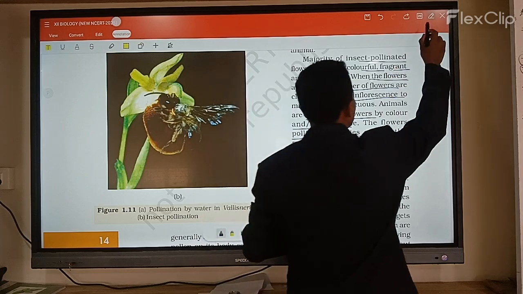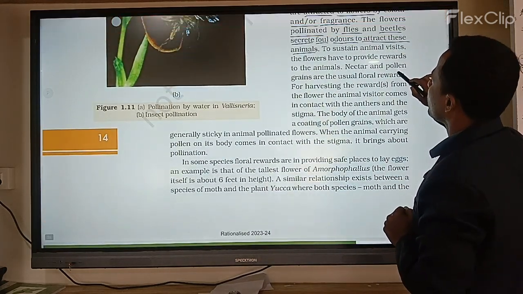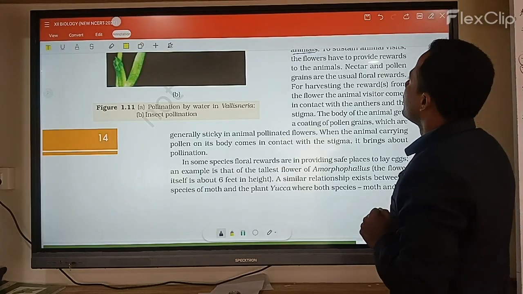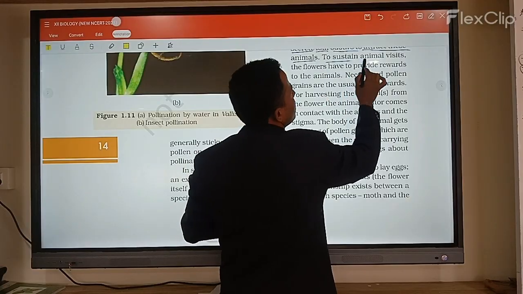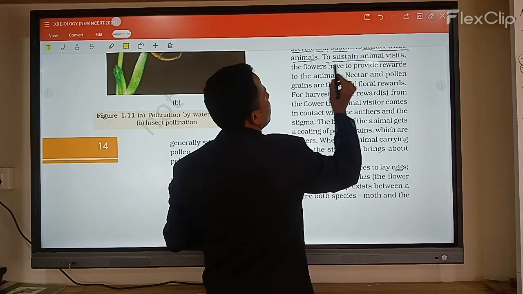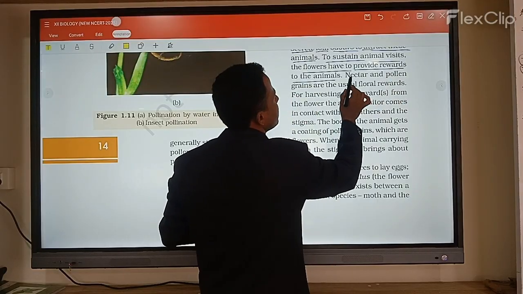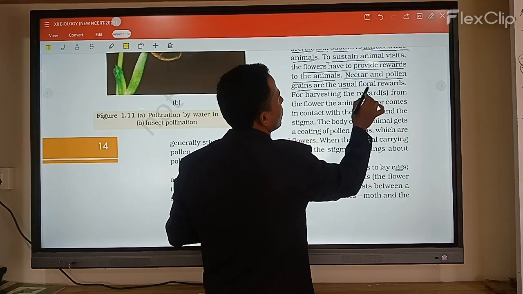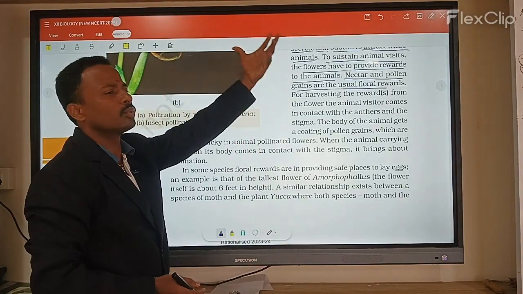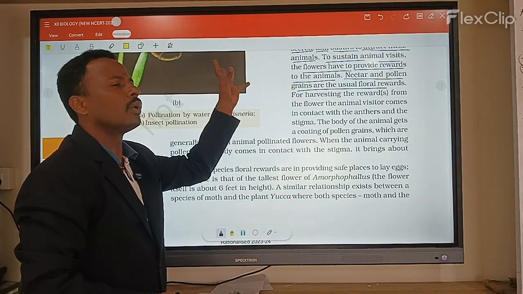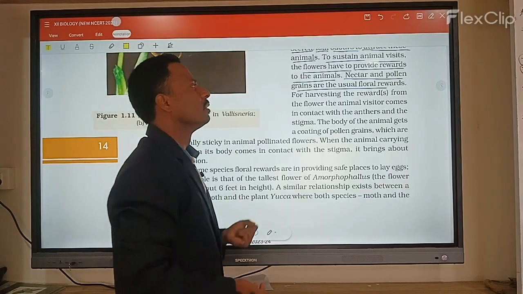Some flowers release nectar, and that nectar helps to attract animals. Next, animals that regularly visit the flowers have to be provided with rewards. Nectar and pollen grains are the usual floral rewards. So when the nectar is released, insects or other animals enter and carry the pollen grains.